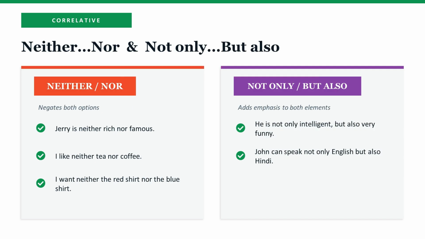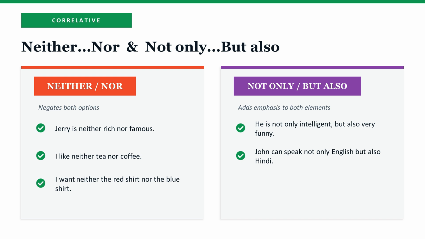Now let us look at the remaining two correlative pairs, neither and nor. This pair is used to negate both options. It means not one and not the other. For example, Jerry is neither rich nor famous. This tells us that Jerry does not have either quality. I like neither tea nor coffee. This means the speaker does not like either drink. And I want neither the red shirt nor the blue shirt. Here both options are rejected.